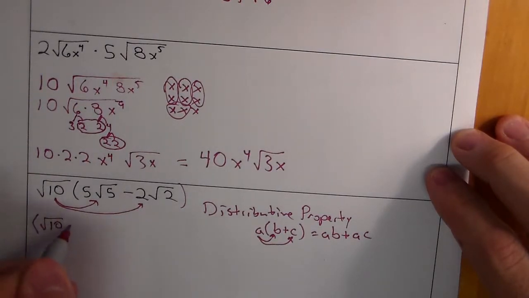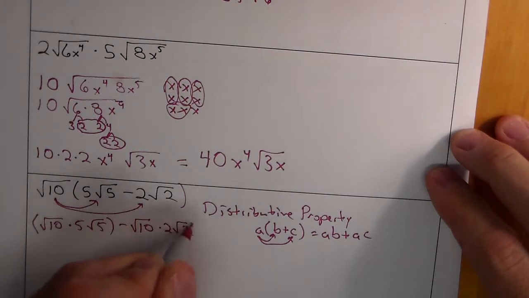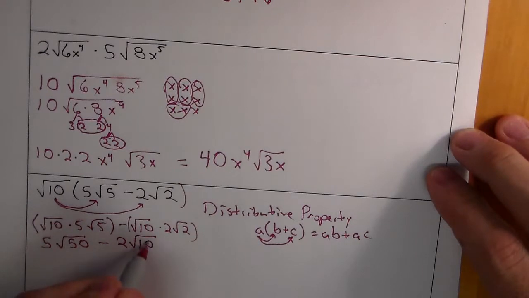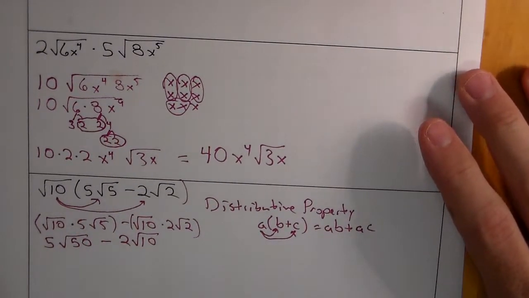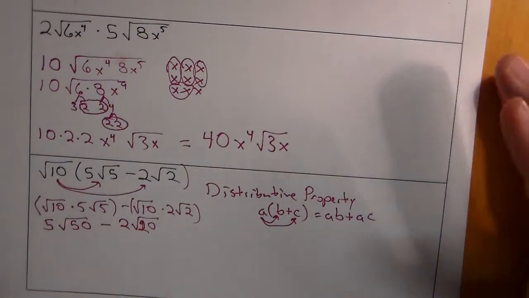So we get square root of 10 times 5 root 5 minus the square root of 10 times 2 root 2. This becomes 5 root 50 minus 2 root 20. Now they're not like radicals, so I can't combine them. So I need to simplify.